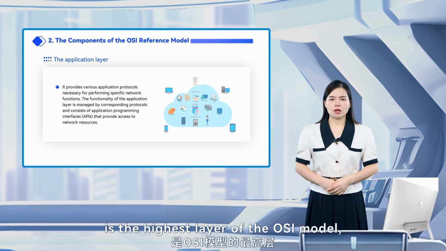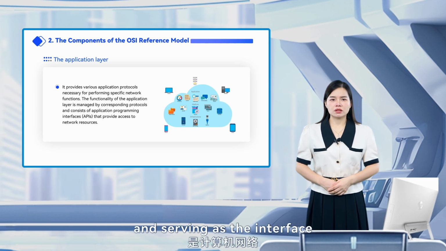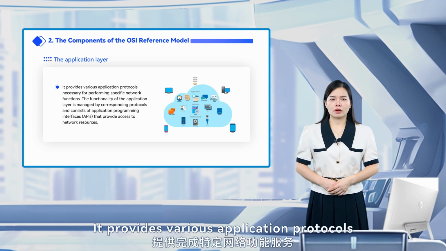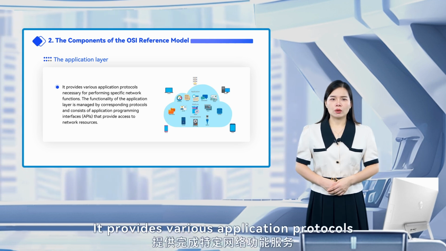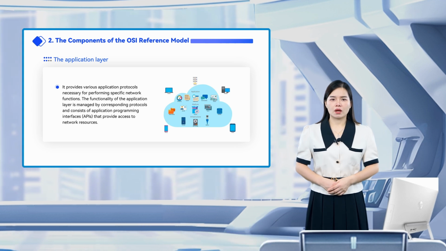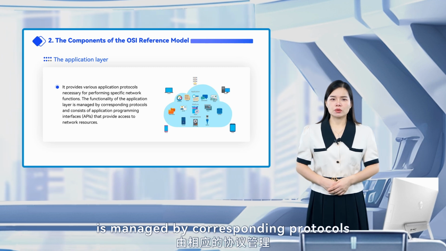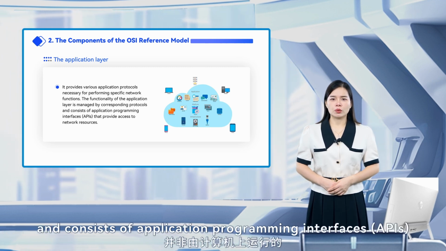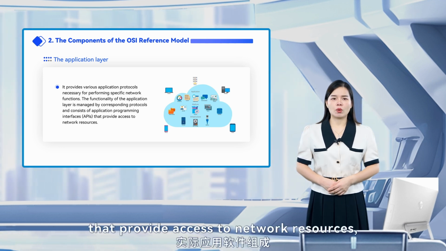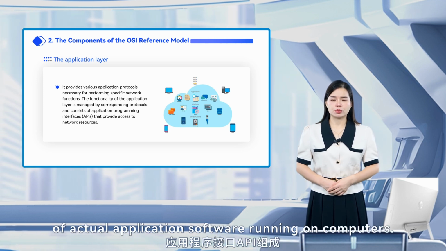The application layer is the highest layer of the OSI model, directly interacting with users and serving as the interface between computer networks and end users. It provides various application protocols necessary for performing specific network functions. The functionality of the application layer is managed by corresponding protocols and consists of application programming interfaces, APIs, that provide access to network resources, rather than being composed of actual application software running on computers.